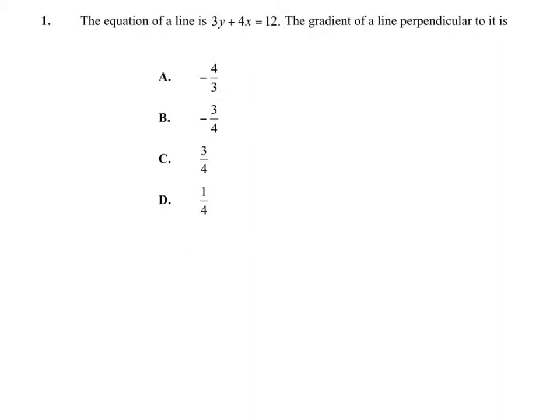Question number 1. The equation of a line is 3y plus 4x equals 12. The gradient of a line perpendicular to it is, and then we're given a choice of 4. So what we should remember from before is when we have the straight line in the form y equals mx plus c, we can quite clearly read off the gradient m.